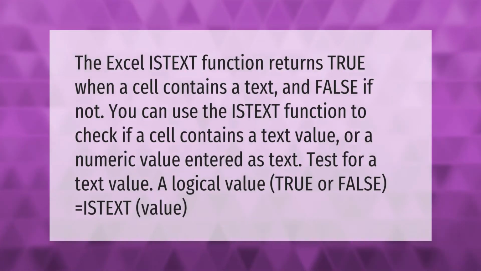The Excel ISTEXT function returns TRUE when a cell contains text, and FALSE if not. You can use the ISTEXT function to check if a cell contains a text value, or a numeric value entered as text. Test for a text value. A logical value, TRUE or FALSE, equals ISTEXT(value).